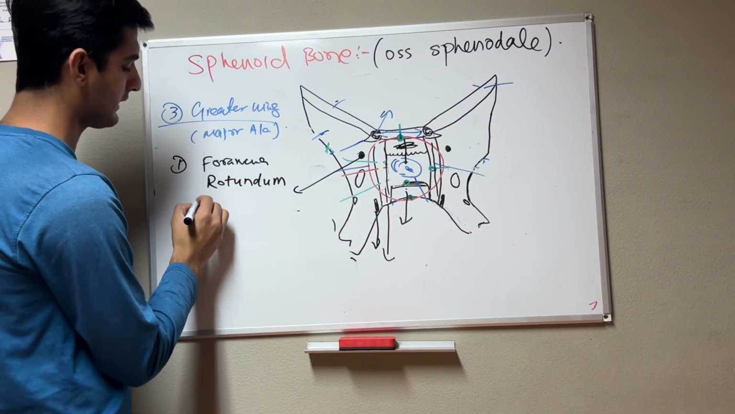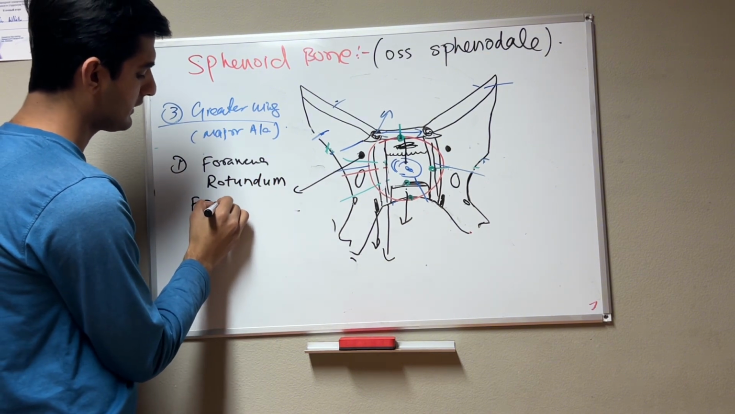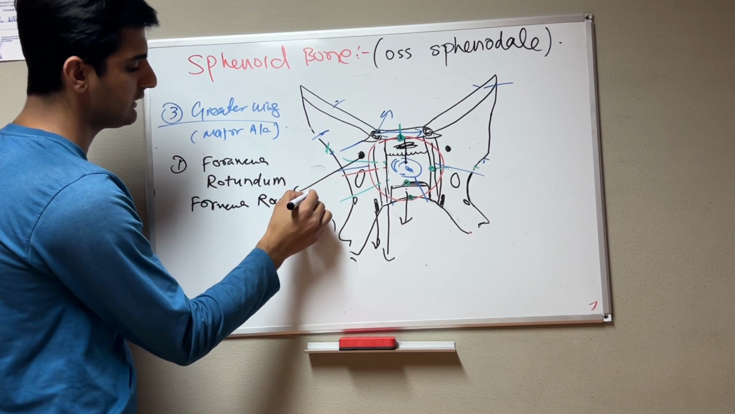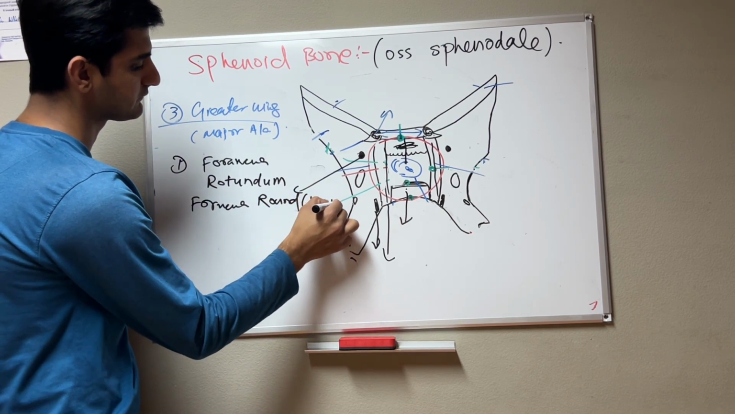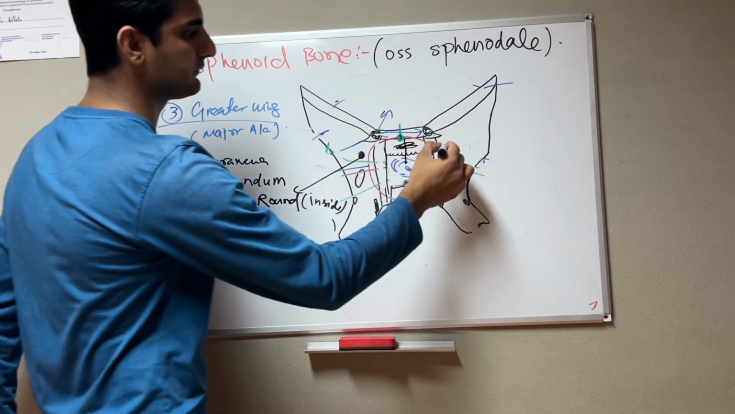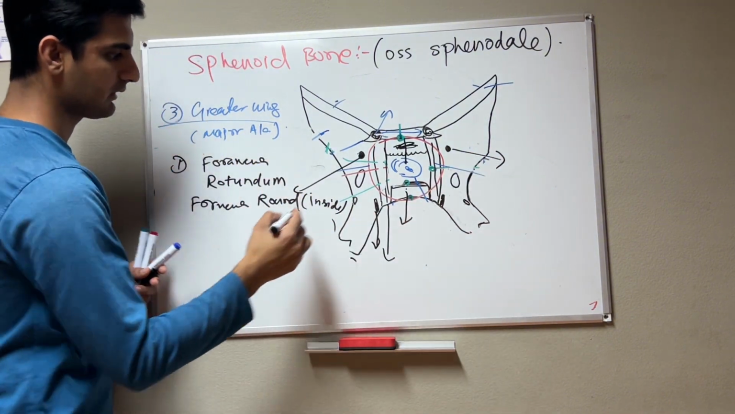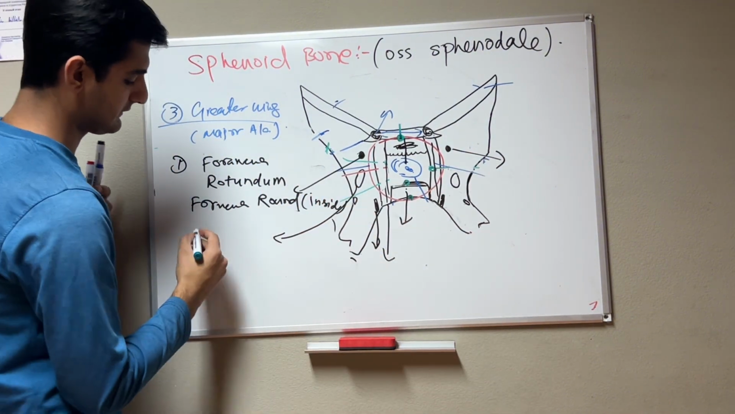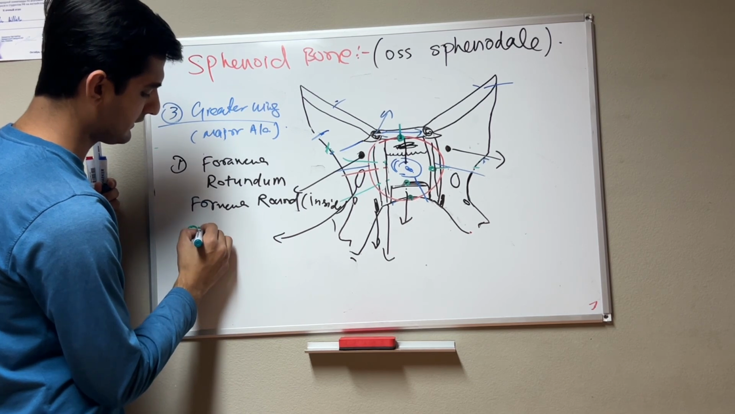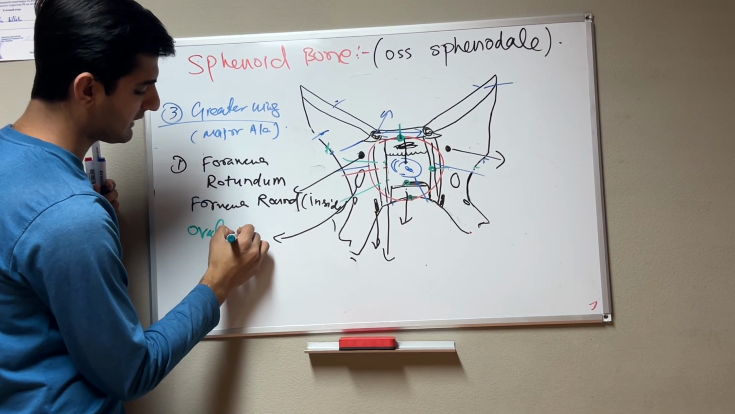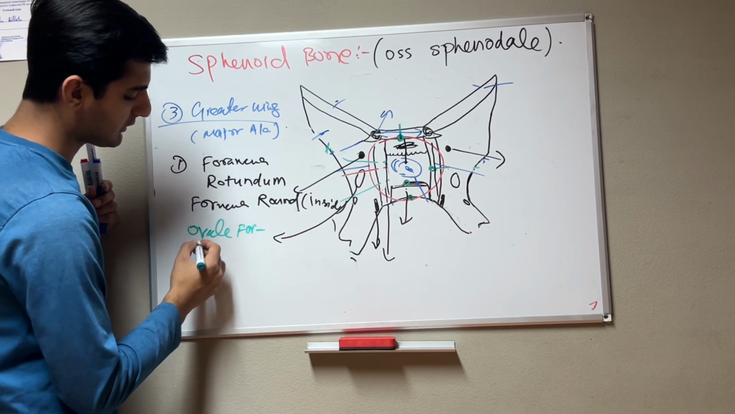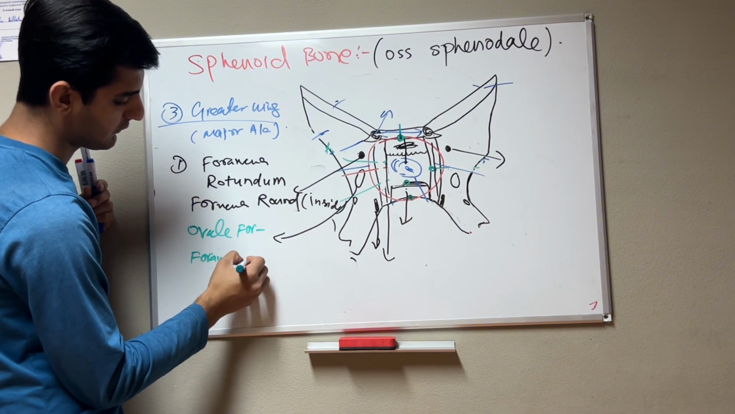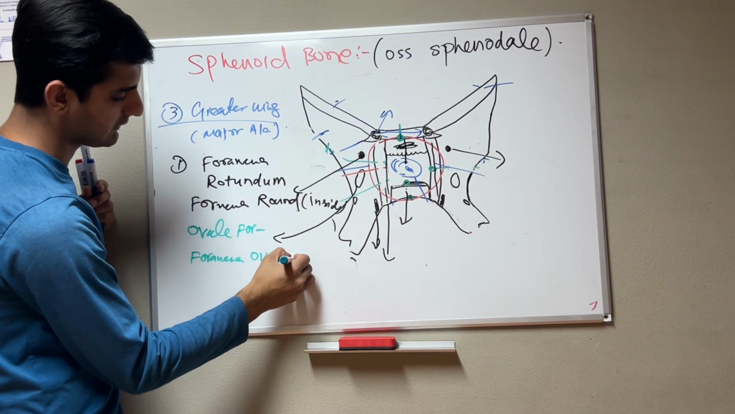Foramen rotundum in Latin, and foramen round in English. Only inside, on both sides. Now the second one is foramen ovale. Foramen ovale in Latin.